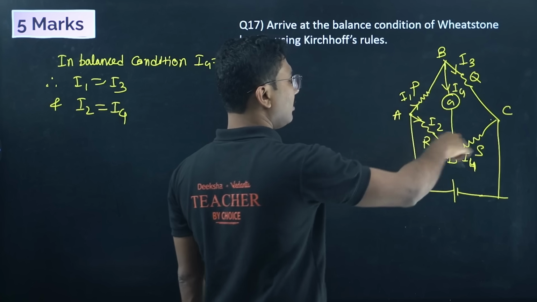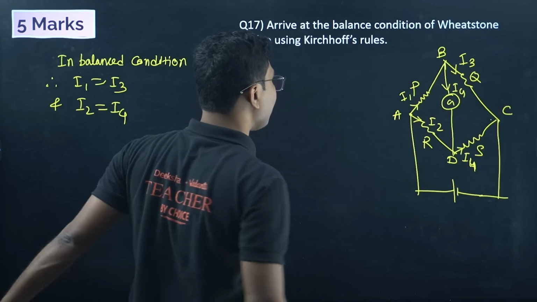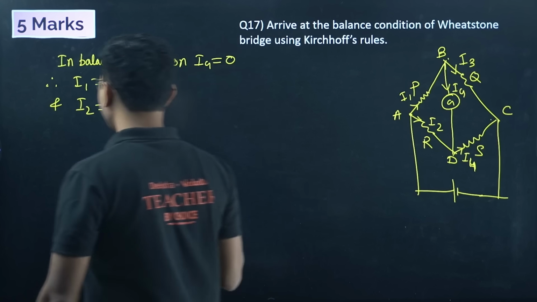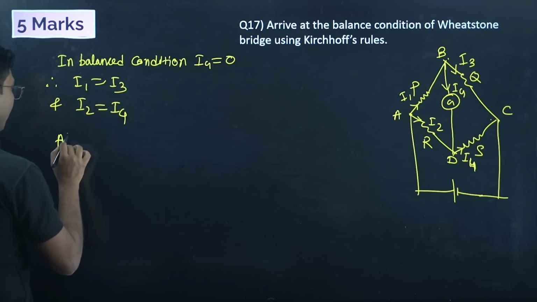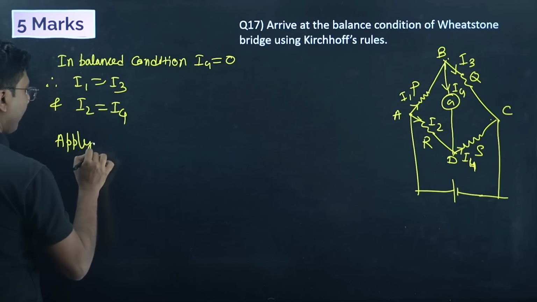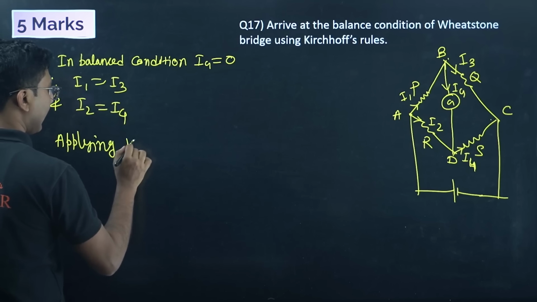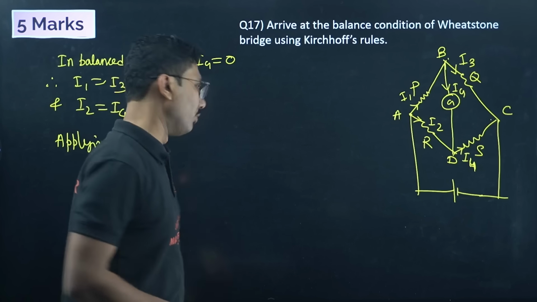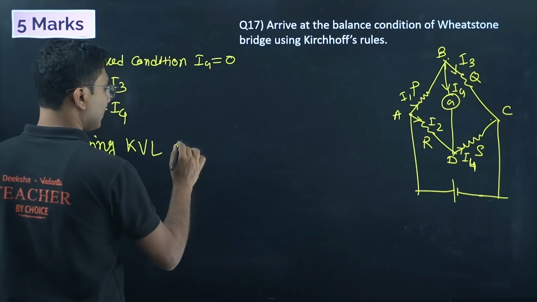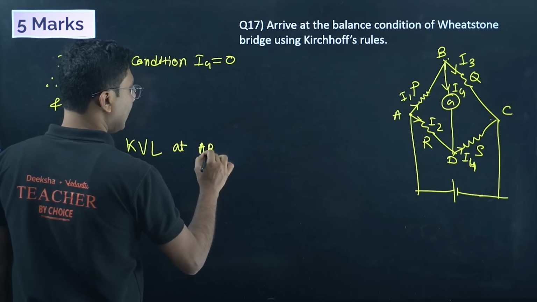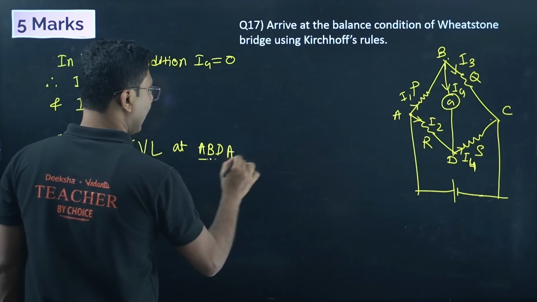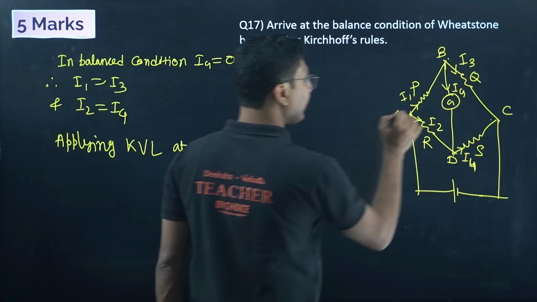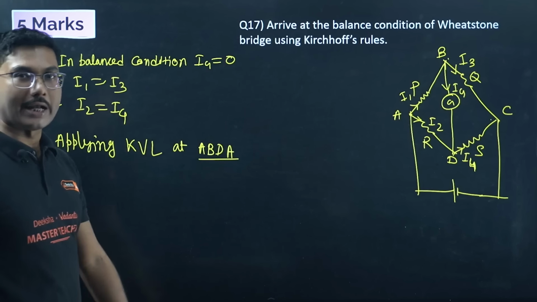So this is the square. First we will apply A, B, D, A. Applying KVL, Kirchhoff's voltage law, or you can say Kirchhoff's loop rule, at A, B, D, A. ABDA means ABDA. Starting point and ending point should be the same whenever you are writing a loop.